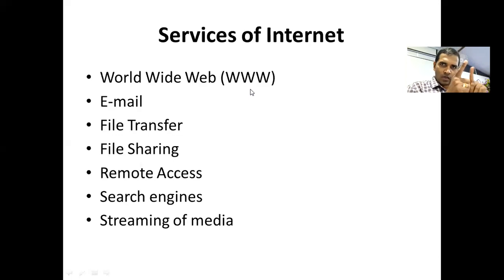So www is one of the services, but the internet provides many services to the people who use it. There are so many services nowadays provided by the internet, so let's take them first. The first one is World Wide Web, which we already discussed. Email: I will explain how email is provided by the internet. Then file transfer. The internet is the reason for transferring files.